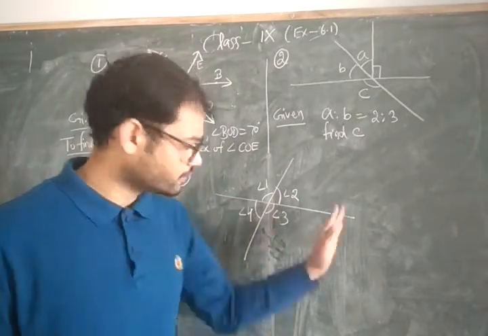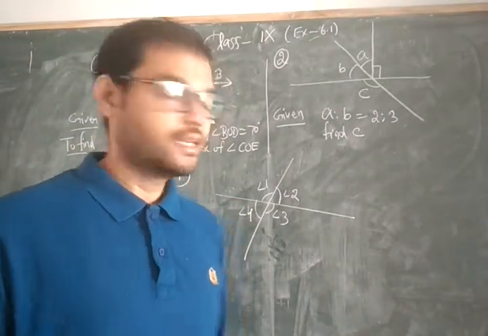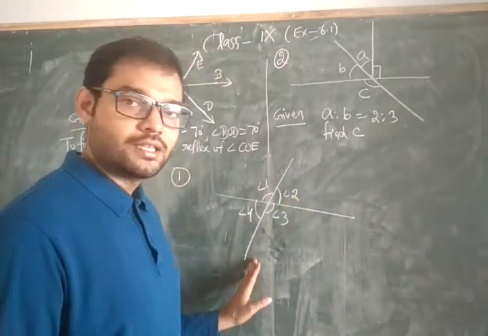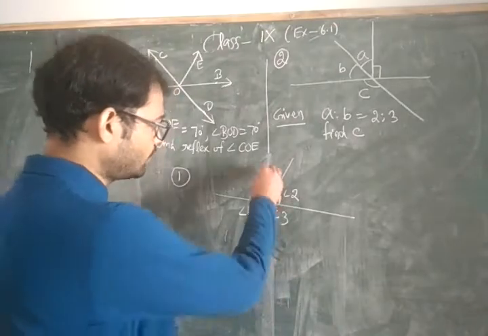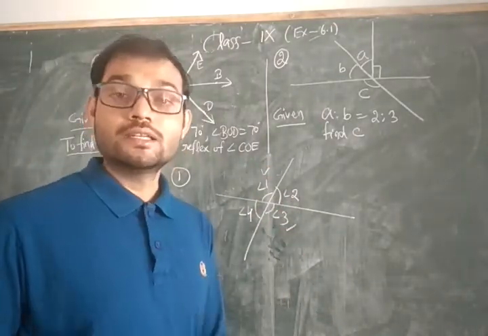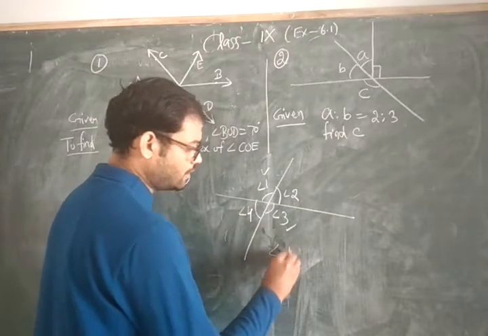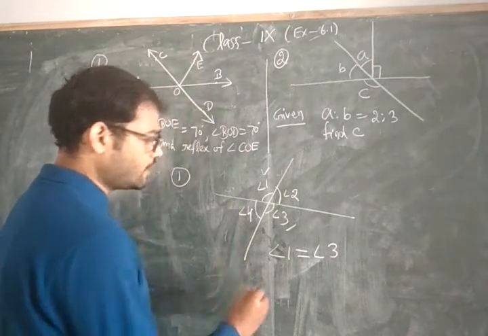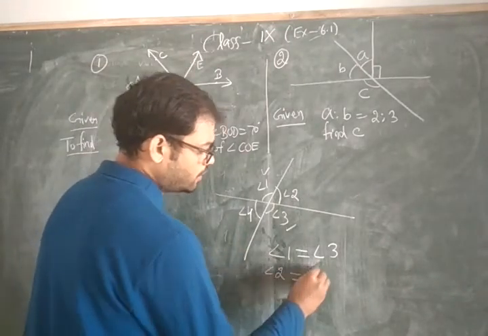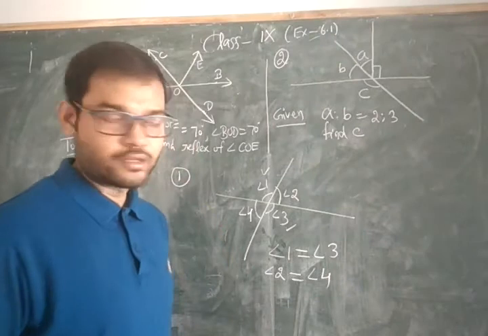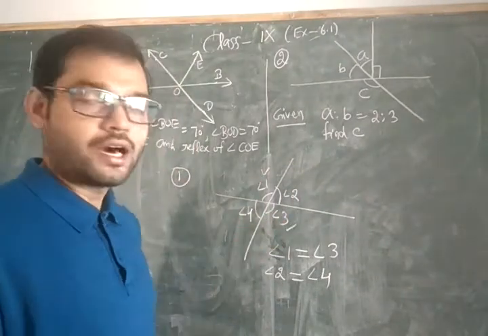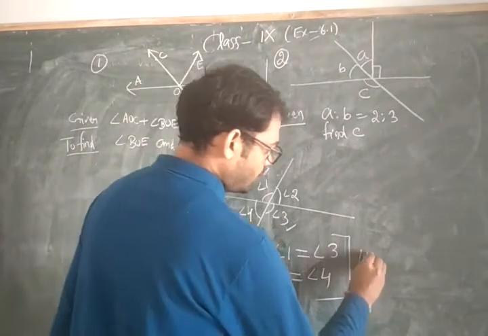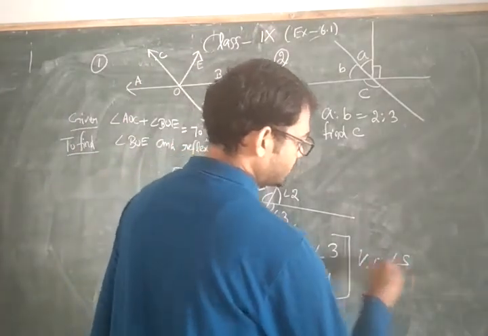If the lines are crossing each other, meaning they are intersecting, it must be crossed. If they are crossing, then you can say that angle 1 is equal to angle 3, and in the same way angle 2 is equal to angle 4. These angles are equal to each other, and the reason behind this is that they are vertically opposite angles.